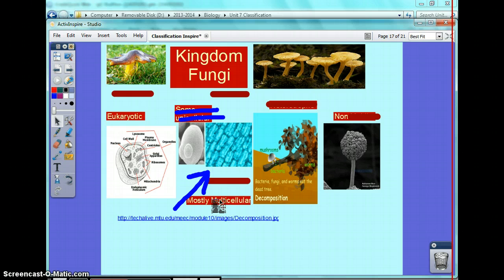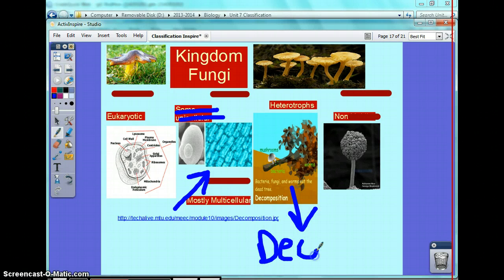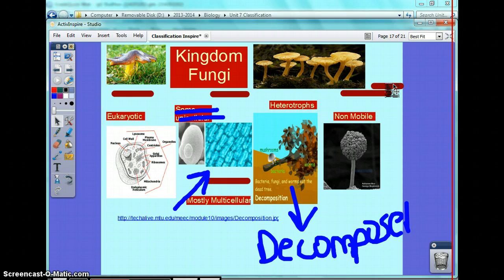How do they feed? They're heterotrophs. They are mostly decomposers as well. They break down food. And can they move? No. And that should say non-motile. One day I'll fix these notes.